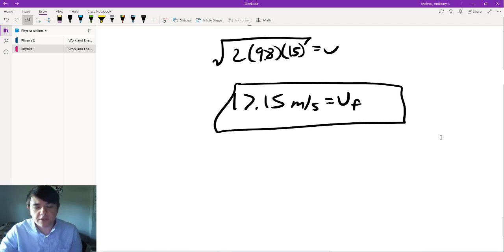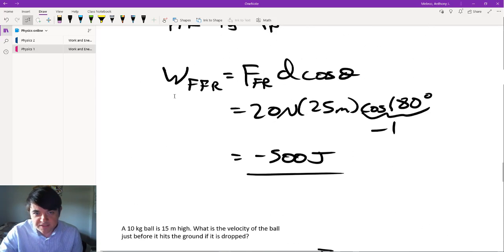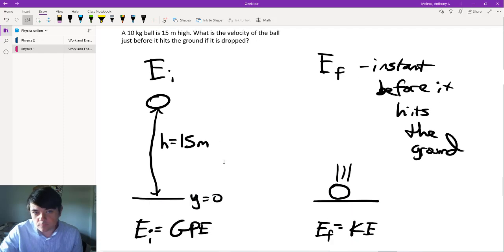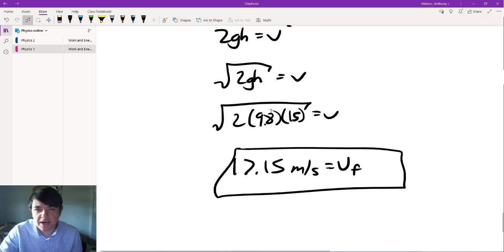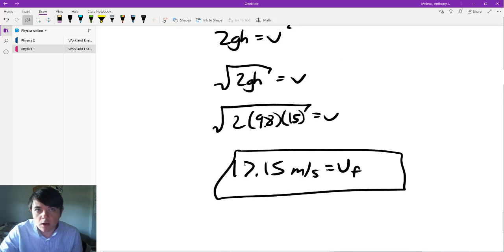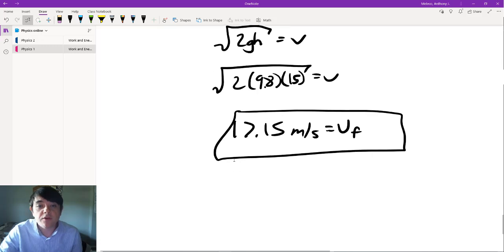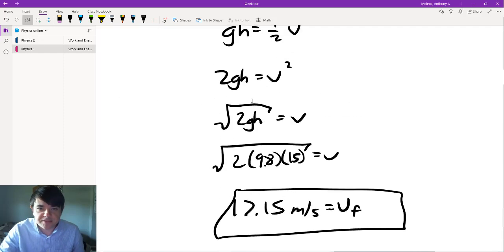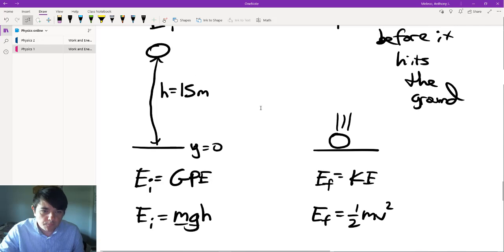If you're actually curious, we solve this type of problem of a ball falling, given this information, with kinematics. And if you solve it with kinematics, you get the same answer. We don't know anything about time, but you could probably use the V final equation with position, and it would give you the same equation.